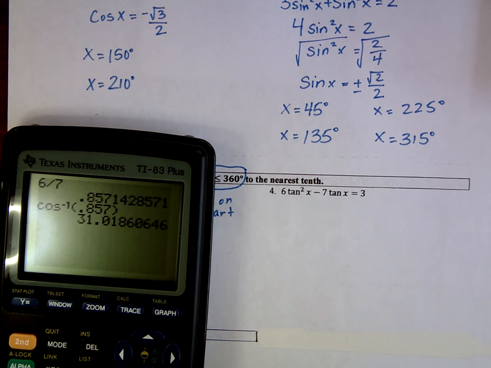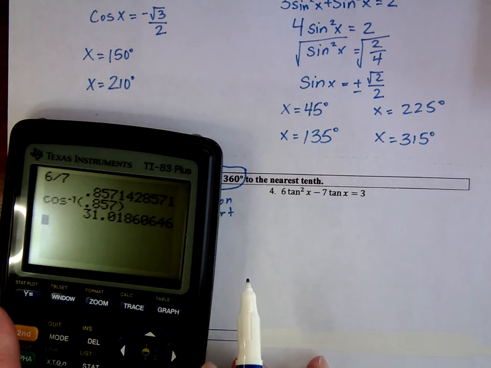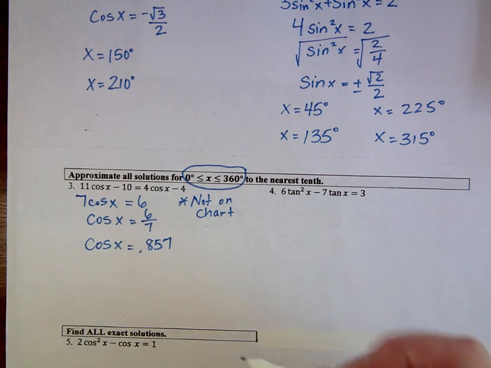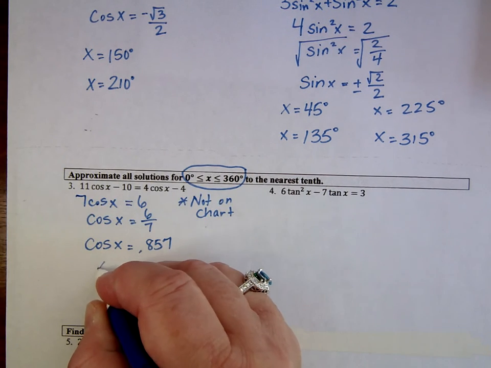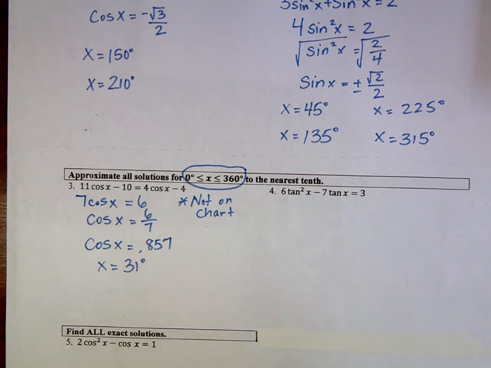If it's 31.4, then you're going to keep the 31.4. But this one, because it's so close to 31, we're just going to use 31. All right, so my reference angle, x, is 31 degrees. But you're not done yet, because now you have to figure out where they're positive and where they're negative.